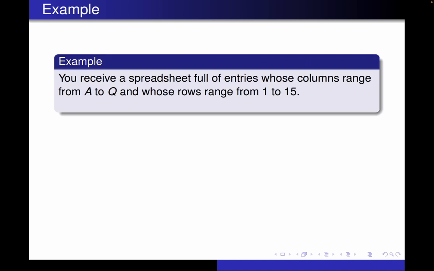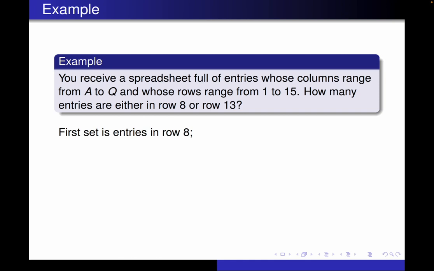So here's an example of that. Suppose you have a spreadsheet full of entries. The columns range from A to Q, and the rows range from 1 to 15. The question is, how many entries are either in row 8 or row 13? Well, we can think of this as being 2 sets of entries. The first set of entries is in row 8. The second set of entries is in row 13.